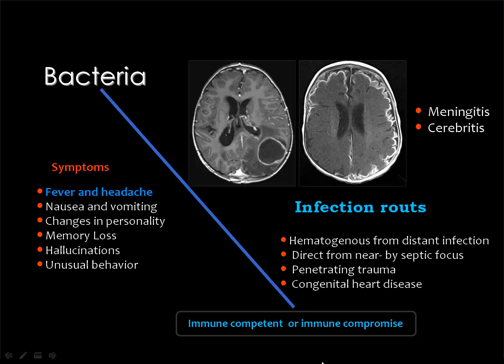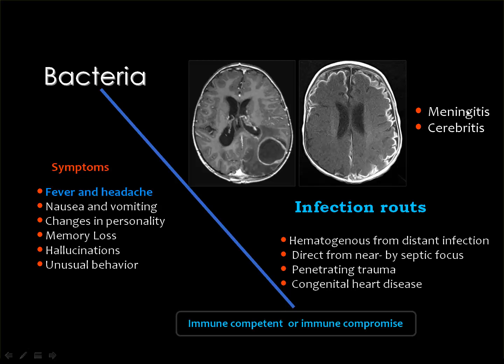The fourth type of intracranial infection is by bacteria. Viruses produce encephalitis. Bacteria produce cerebritis. Cerebritis is quite different from encephalitis. Encephalitis is caused by viruses. Cerebritis is caused by bacteria.